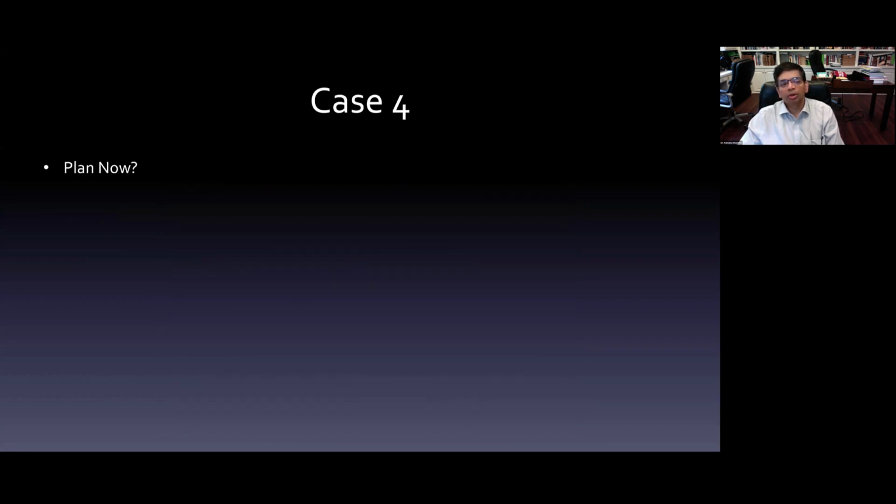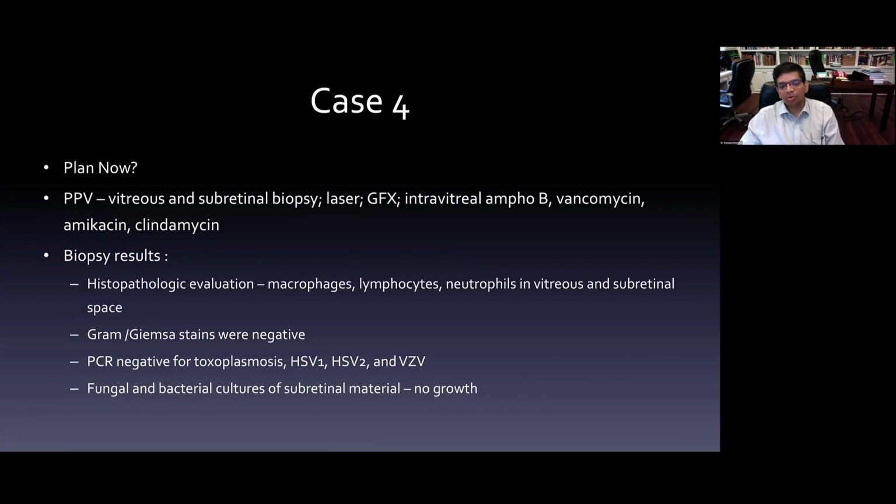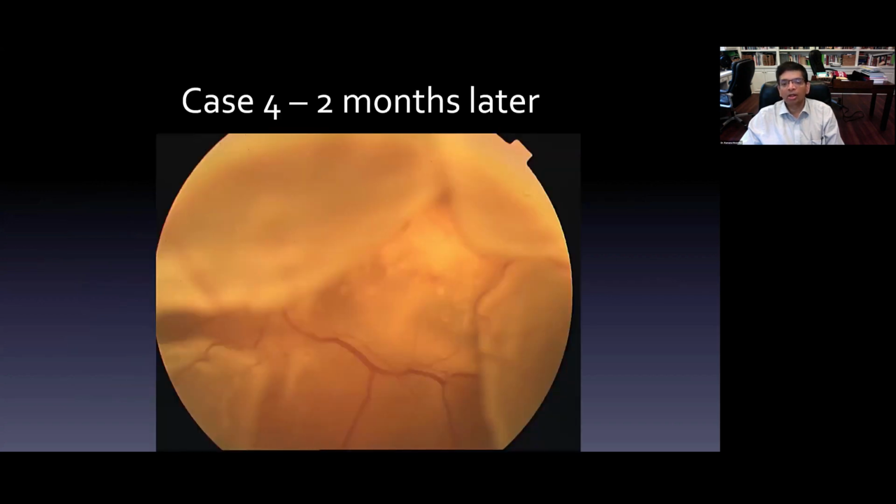So we will now do a vitrectomy, a vitreous and subretinal biopsy with gas fluid exchange, intravitreal antibiotics, and antifungal therapy. And the biopsy results, unfortunately, showed only macrophages, lymphocytes, and neutrophils. All cultures and stains were negative. PCR was negative. Fungal and bacterial cultures didn't show any growth. And 2 months later, the patient developed a retinal detachment.